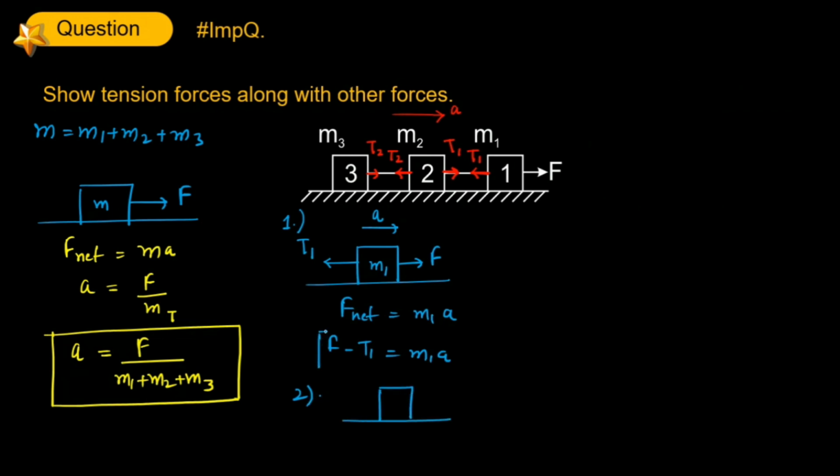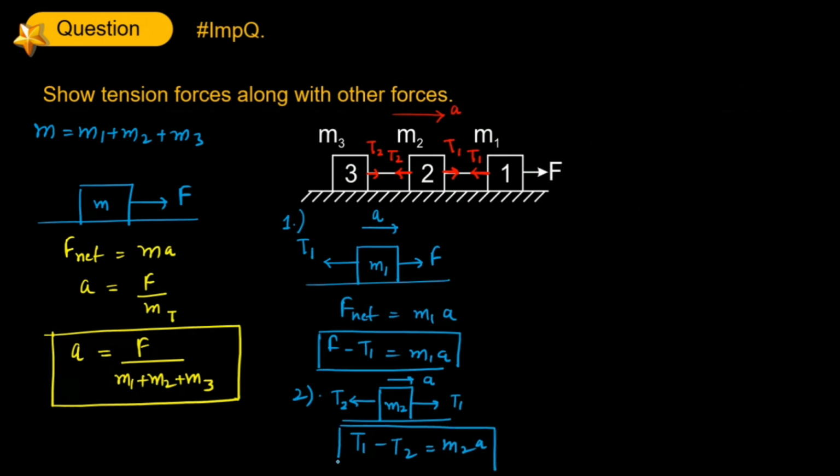For the second block also, it is experiencing two forces, T1 and T2. The system is moving with acceleration A in the forward direction. What should be the F net force equation? Tell me. T1 minus T2 equals M2A. Correct. So this is my another equation. And for the third block, T2 is acting in this direction. The system is moving with the acceleration in the forward direction. So T2 is going to be M3A.